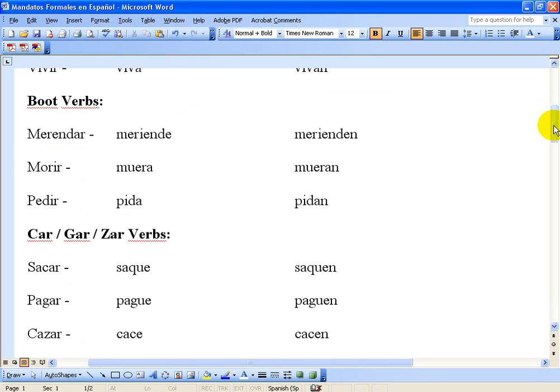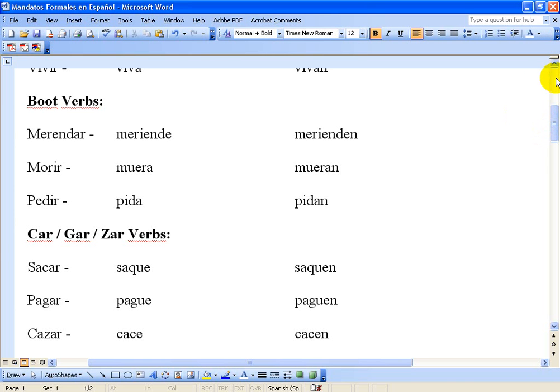So these verbs you probably learned back when you were learning the preterite, and you learned that you had to do something to keep the k sound of the car, the car sound. In the gar verbs, you have to do something to keep the g sound, and in the zar verbs, it doesn't phonetically make any sense to do this, but it is the way it is. So I'll go through it with you.